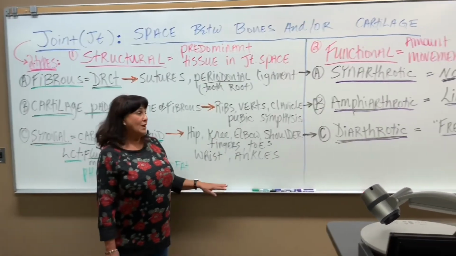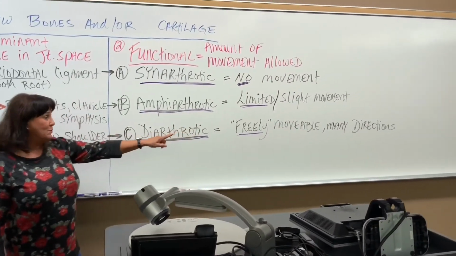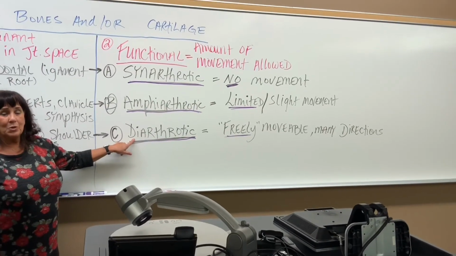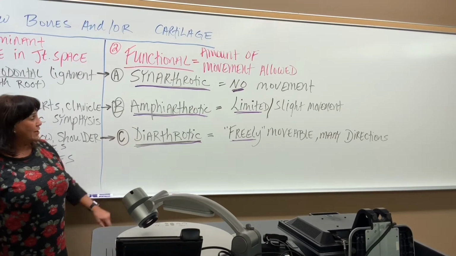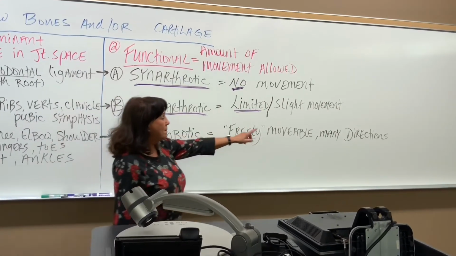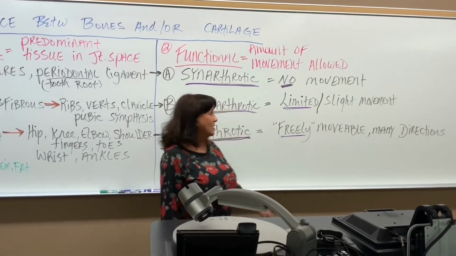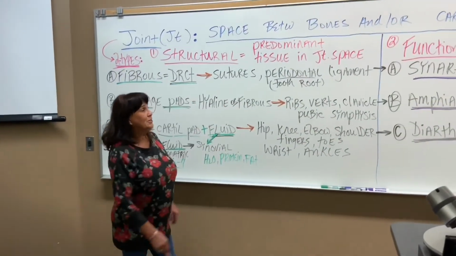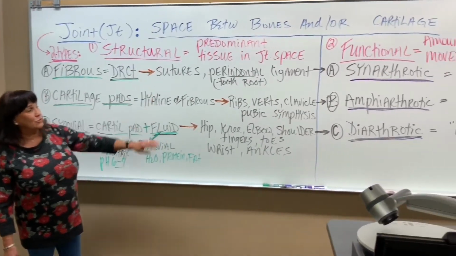I'd say a lot. And so the term for freely movable, or a lot of movement, is called diarthrotic. Di means it can move many different directions, okay? And so diarthrotic: freely movable, many directions, types of joints, okay? And so that's our classification of our two main groups of joints. They're either going to be structural joints or functional joints.